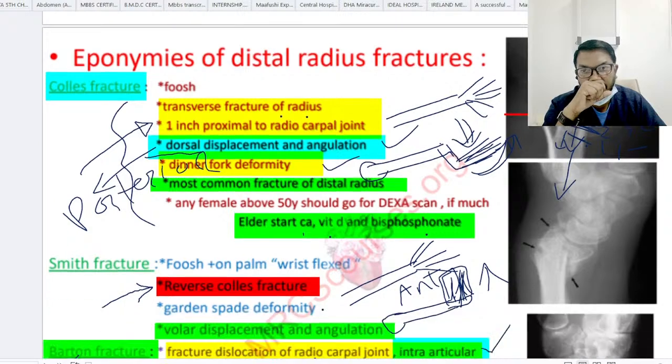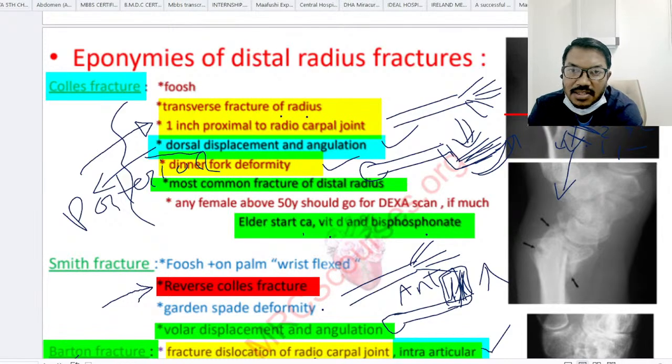Colles fracture. It is a transverse fracture of the radius, 1 inch proximal to the radiocarpal joint. This is the radiocarpal joint, within 1 inch of the radiocarpal joint. Sometimes instead of 1 inch, they can say 2.5 centimeters. Same. Okay. So transverse fracture of the radius.